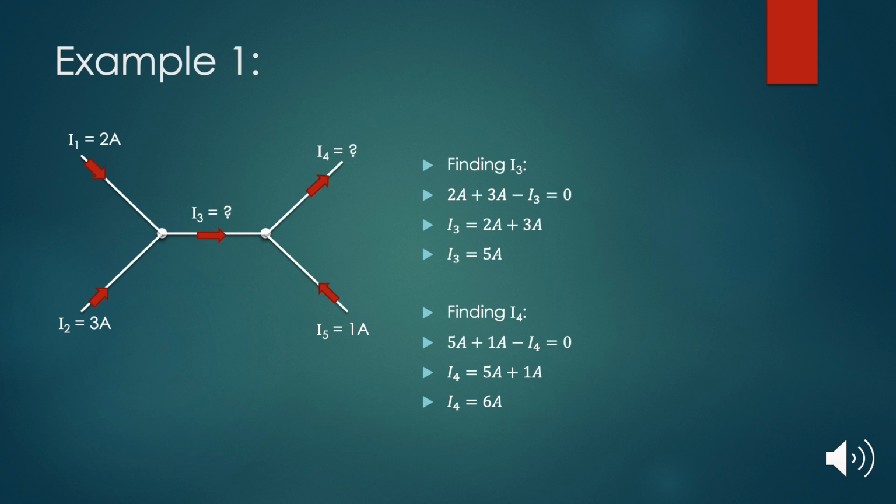Doing the same for I4, by creating the equation knowing that the sum will equal 0, we can rearrange the equation calculating that I4 equals 6 amps. We can then add all the now calculated values into the system and we see that it supports Kirchhoff's current law.